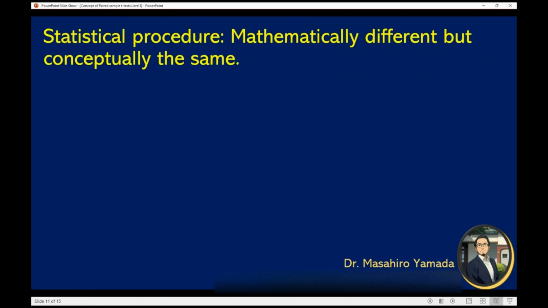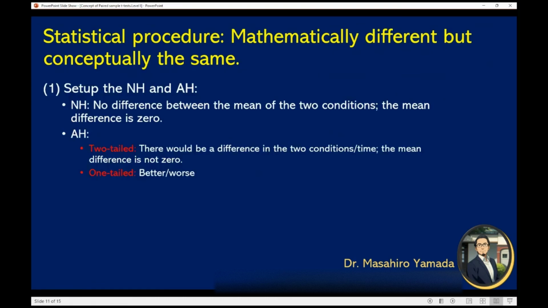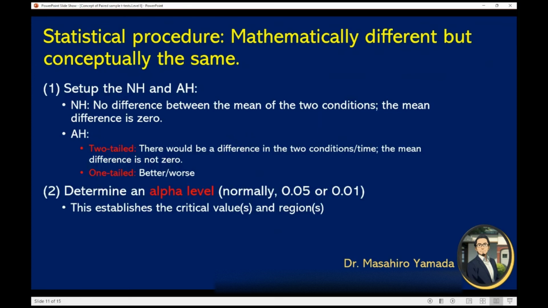So, for the statistical procedure, there are mathematical differences between a paired sample t-test and the independent t-test. However, they're conceptually the same. So you first need to set up the null hypothesis and alternative hypothesis, which is your research hypothesis. And you can create a two-tailed hypothesis or one-tailed hypothesis. And after you set up the hypothesis, you determine an alpha level, which is usually 0.05 or 0.01, and then the degrees of freedom of a paired sample t-test is n minus 1.